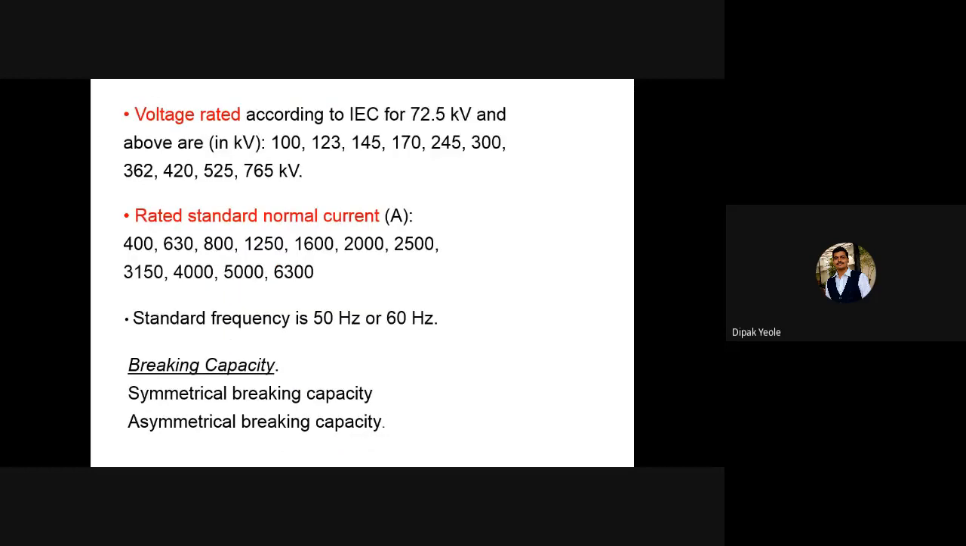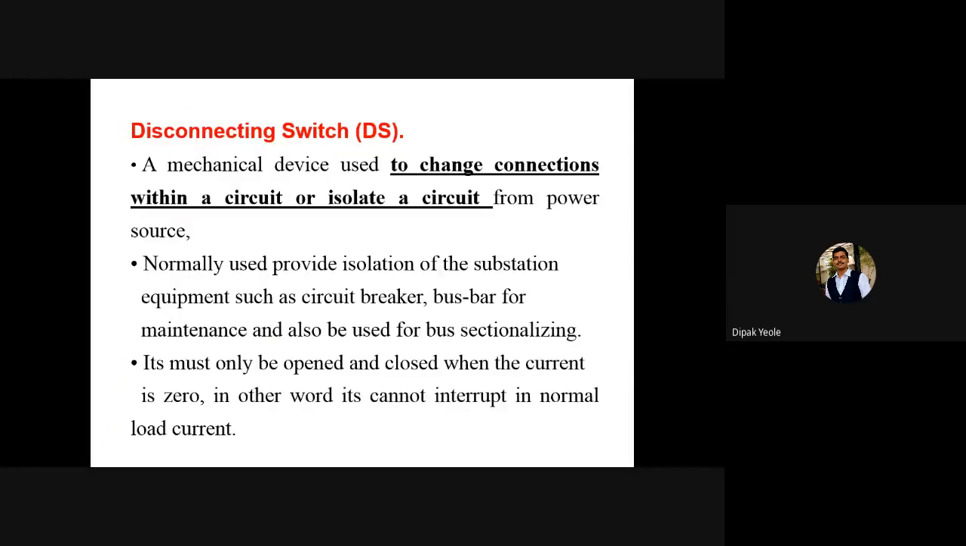After that, we are interested in the specification. For rated voltage, we are interested in the kilovolt, and we are interested in the rated normal current. We can see the range of the particular voltage and particular current, and we have to follow the standard frequency: in India 50 Hertz, and outside India we have to follow 60 Hertz. And there is the breaking capacity, symmetrical breaking and asymmetrical breaking. We are not interested in this definition. We are interested only in this point: voltage, current, and frequency.